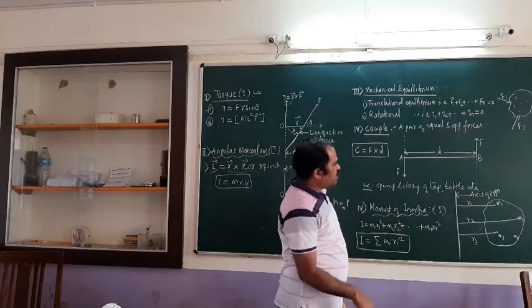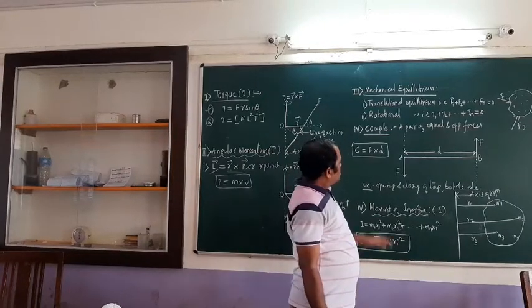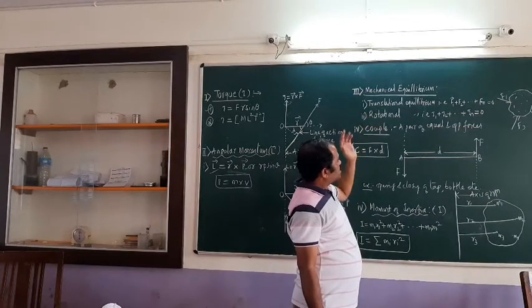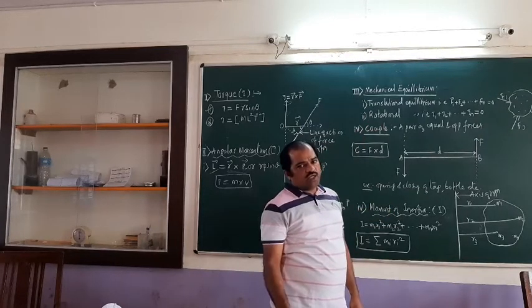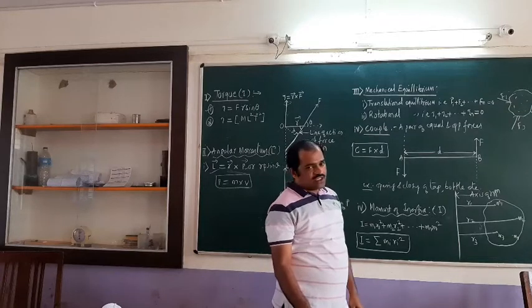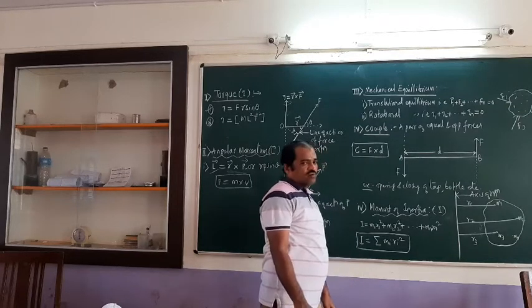Therefore, these two conditions must be satisfied for the body to be in mechanical equilibrium. That is, one is translational and another one is rotational equilibrium.